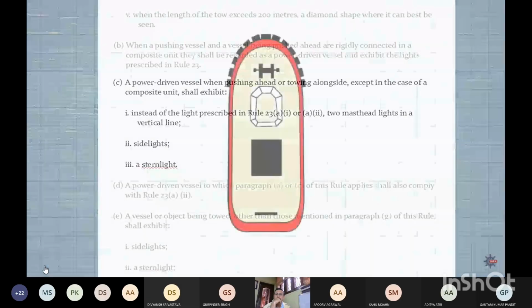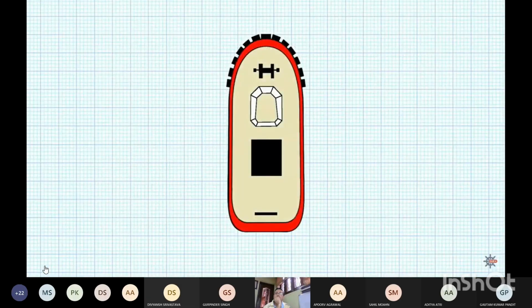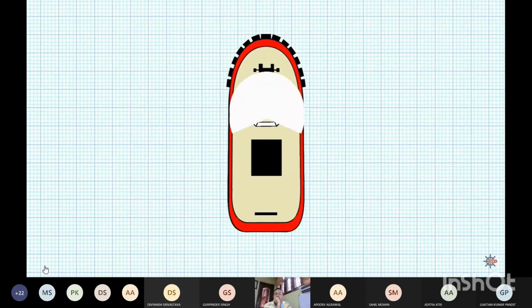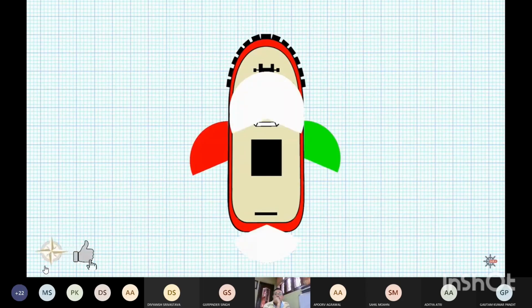So these ones don't show a towing light. So if we go back to our tug diagram, we can see if they're going to be pushing ahead or towing alongside, they're just going to have those 2 masthead lights, side lights and a stern light. So they do look quite different to the tug that was towing a normal tow behind them.